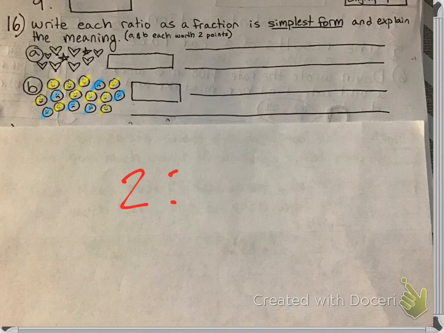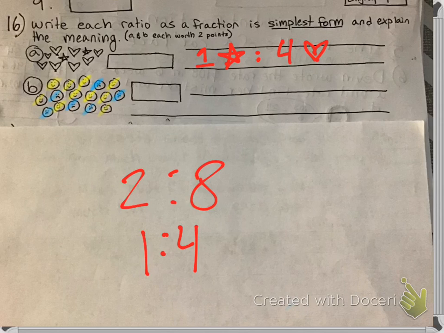No. How many stars? Eight. Or eight, how many hearts? What do we have, Nathan? 8. Is that our answer? No. We have to simplify. Lucy, what's the simplified fraction? 1/4. And if we explained it, what it means is 1 star for every 4 hearts.